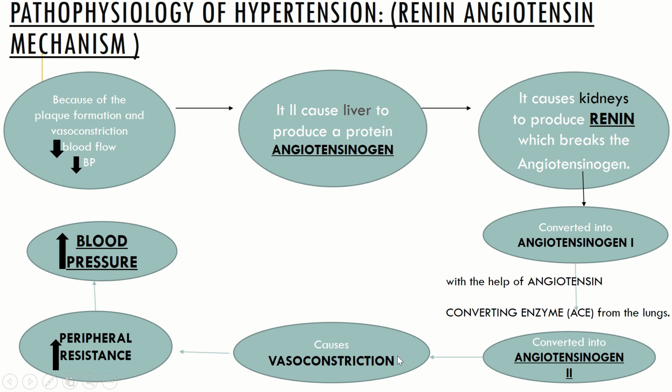If there is too much vasoconstriction, what happens? The resistance is raised and the blood pressure increases. So it is a very simple mechanism. The blood flow is diminished and the blood pressure becomes low. So the body thinks that I have to increase the blood pressure.